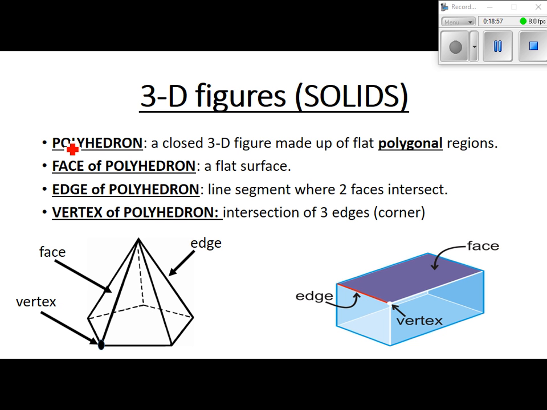You did 3D figures. A polyhedron is a closed 3D figure. This is a polyhedron. Each polyhedron has faces, edges, and vertices. Each one of these flat surfaces is a face. Each one of the edges along here is an edge.